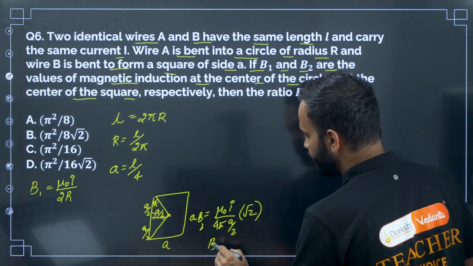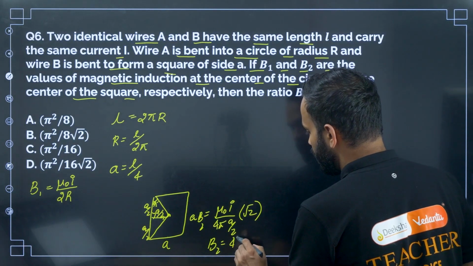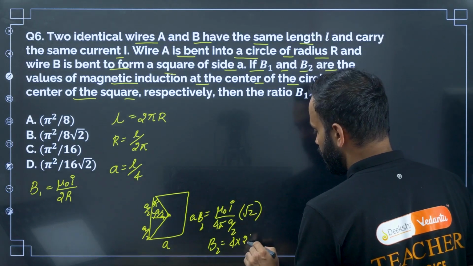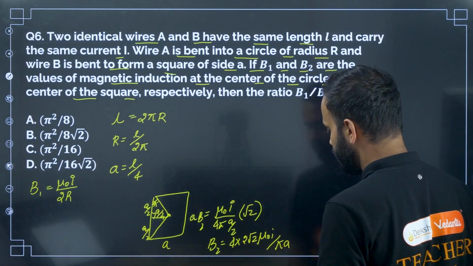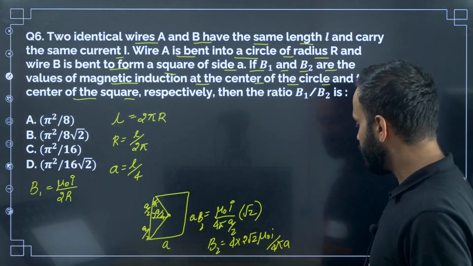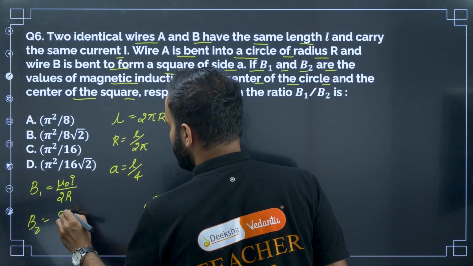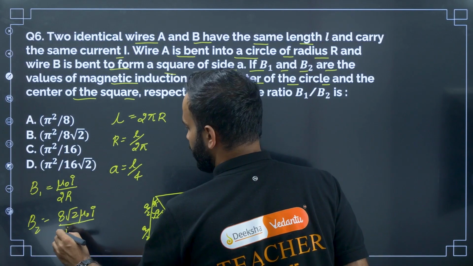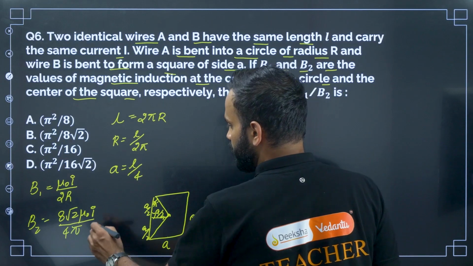So the magnetic field at the center of the square loop: there are 4 sides, so 4 into 2 root 2 into mu naught I divided by 4 pi A. 4 into 2 is 8, so B2 is equal to 8 root 2 mu naught I divided by 4 pi A, where A is L by 4.